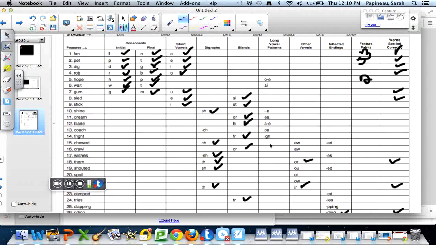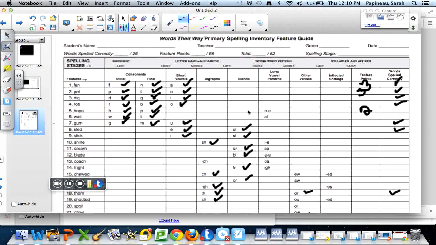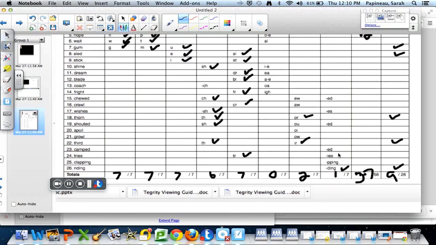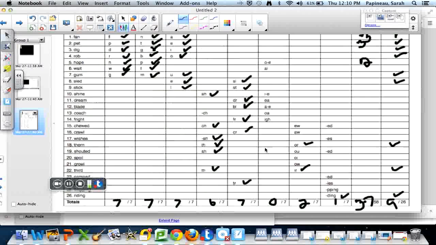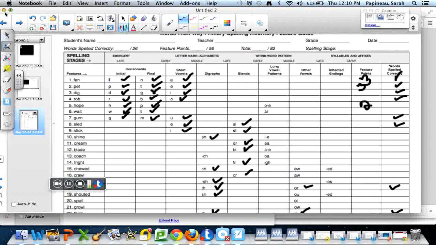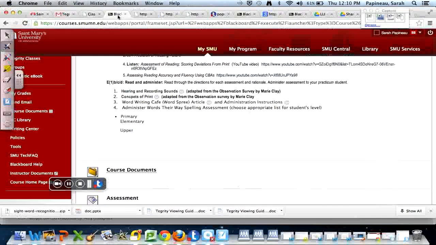So really we can see that the student broke down at this stage right here in long vowel patterns. This tells me right off the bat what they have under control, and that now I need to start exposing that student to more long vowel patterns and working with them, and then moving up through the stages. So that is how you give the Words Their Way spelling inventory. A brief example there for you.